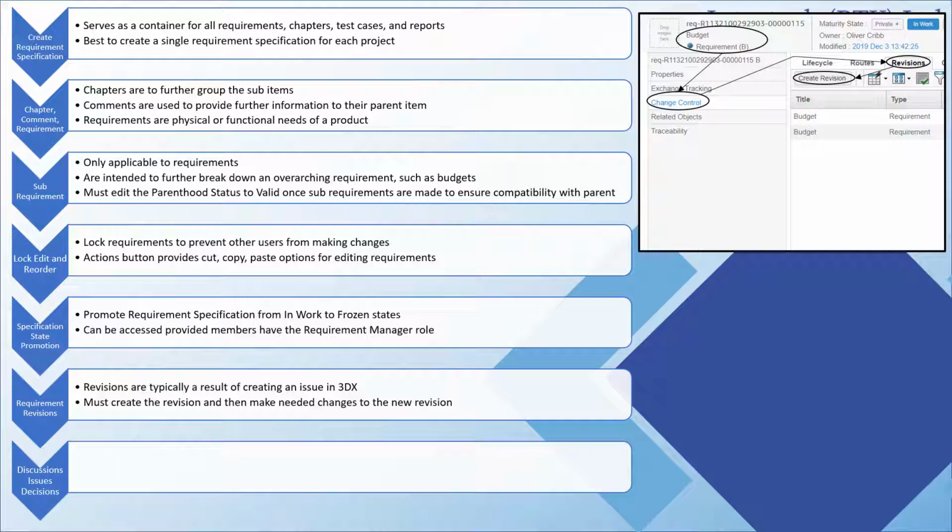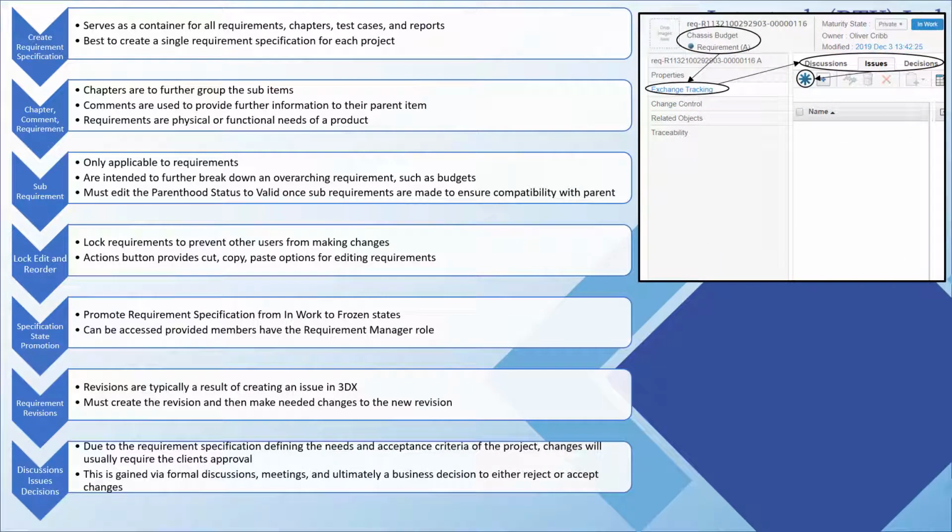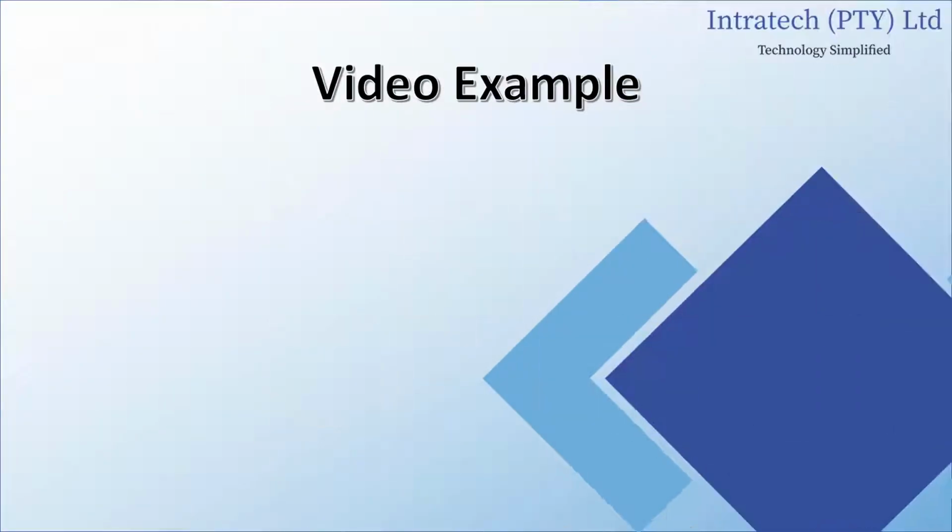These issues may require discussions and formal decisions in order to close. Due to the requirement specification defining the needs and acceptance criteria of the project, changes will usually require the client's approval. This is gained via formal discussions, meetings, and ultimately a business decision to either reject or accept the changes. Let's now jump back to a video example and discuss the last few steps.